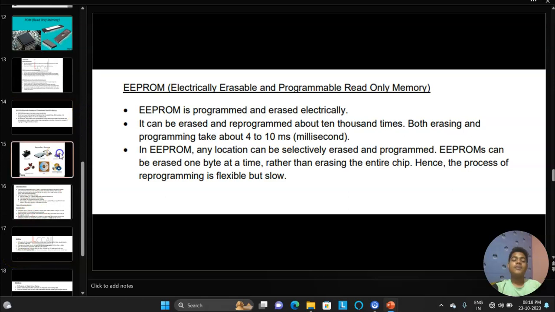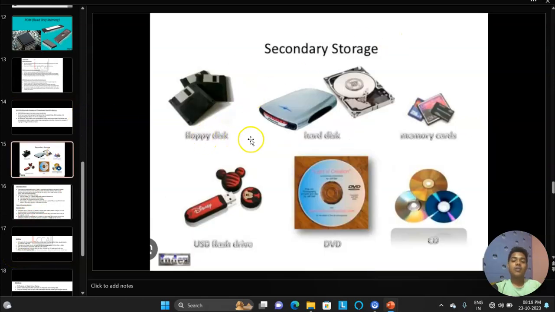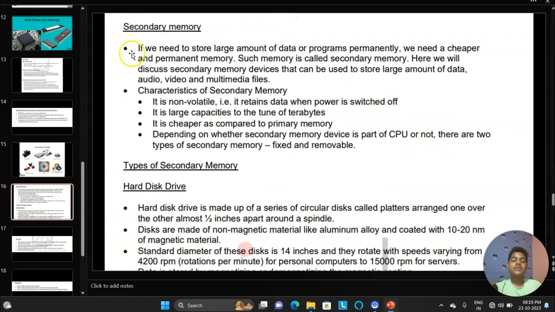Next we learn about secondary storage: floppy disk, hard disk, memory cards, USB, DVD, CD. If we need to store a large amount of data or programs permanently, we need a cheaper permanent memory. Such memory is called secondary memory. Characteristics of secondary memory: it is non-volatile, it has a large capacity up to terabytes, and it is cheaper compared to primary memory.